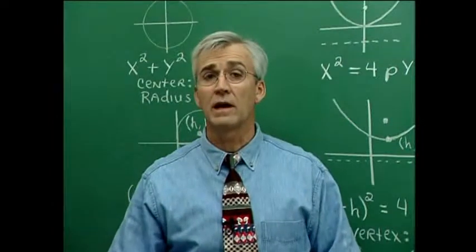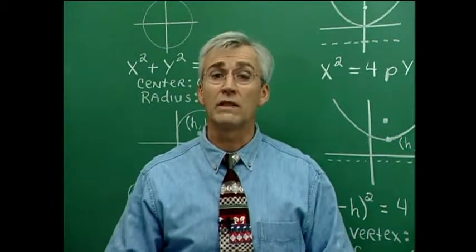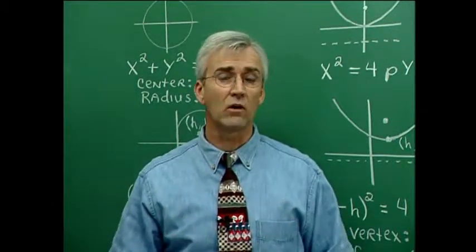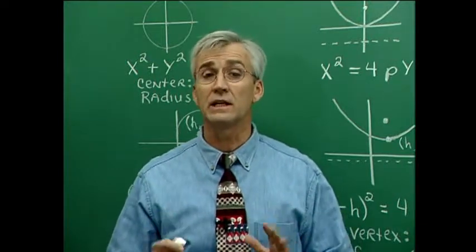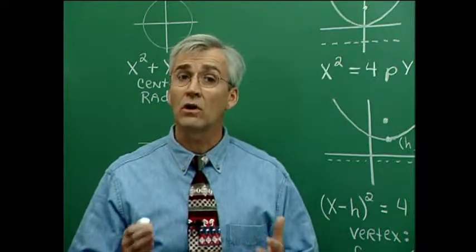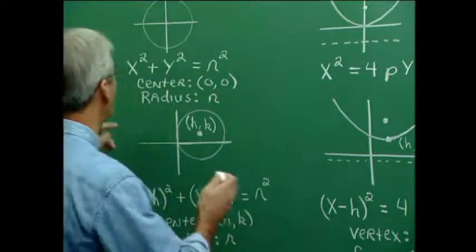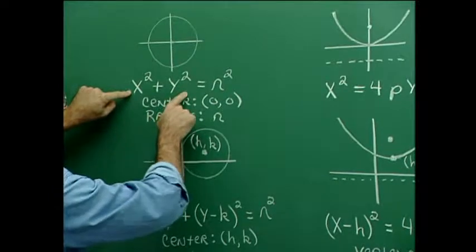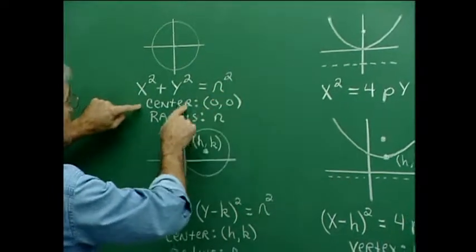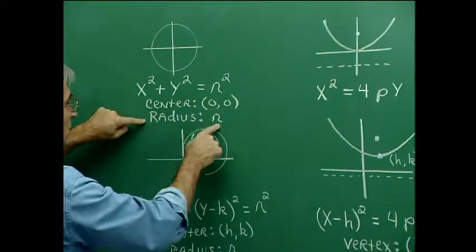Now we're going to talk about the equation of the parabola when the vertex is not located at the origin. But it turns out it's pretty easy because we're going to use the same technique that we used with circles. You may recall that when the center of the circle was at the origin, the equation was x squared plus y squared equals r squared. And the center was at the origin. The radius, of course, is r.